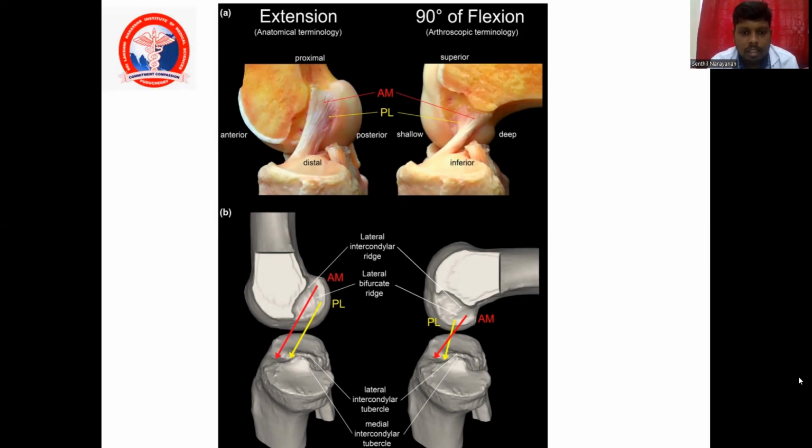So this is a CT image of the same picture. You can see the lateral intercondylar ridge and the bifurcate ridge, the anteromedial bundle and posterolateral bundle, and the attachment to the tibia between the lateral intercondylar tubercle and medial intercondylar tubercle. It's attached just in front of the tibial spine.